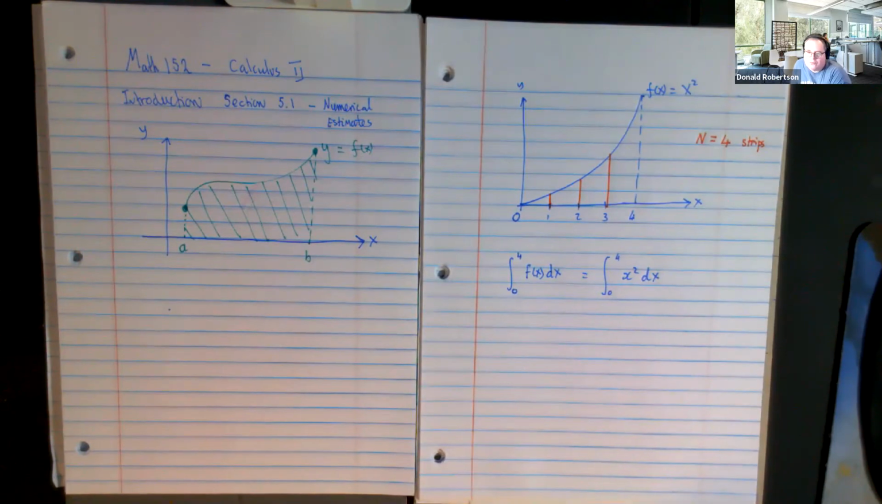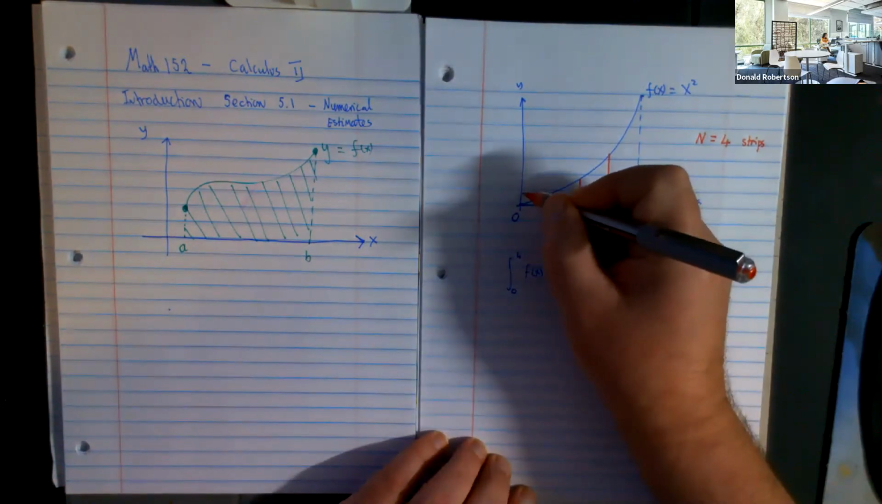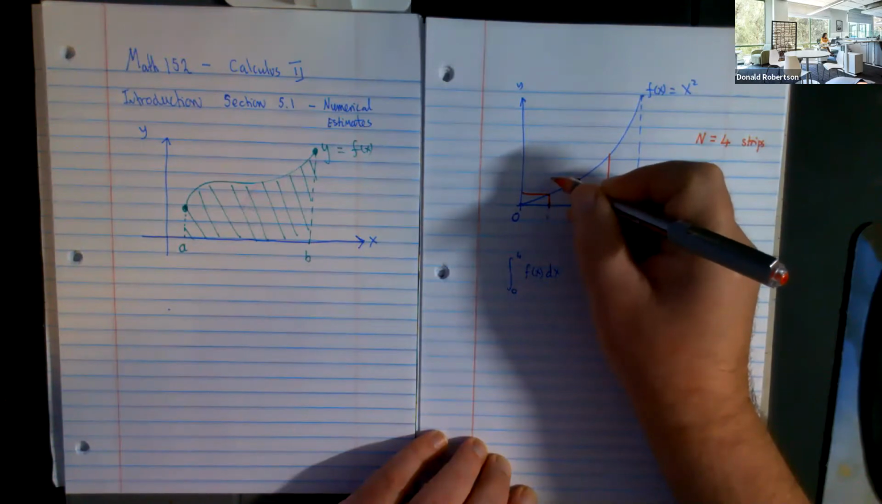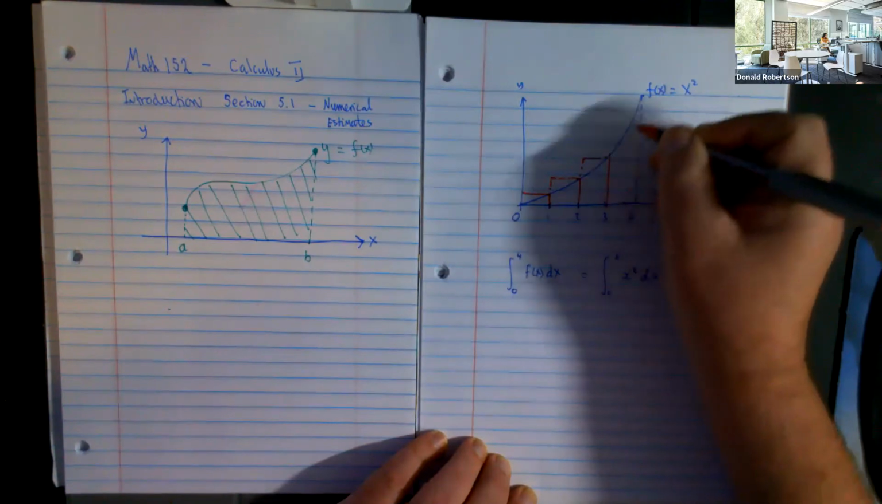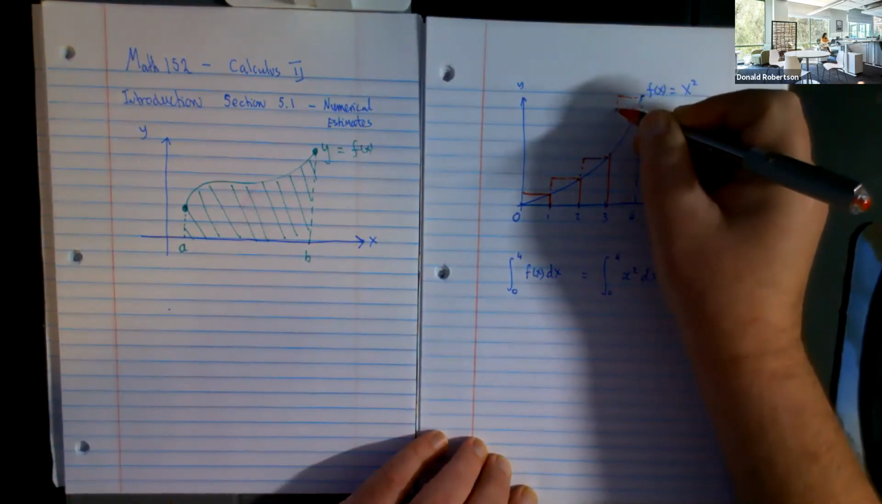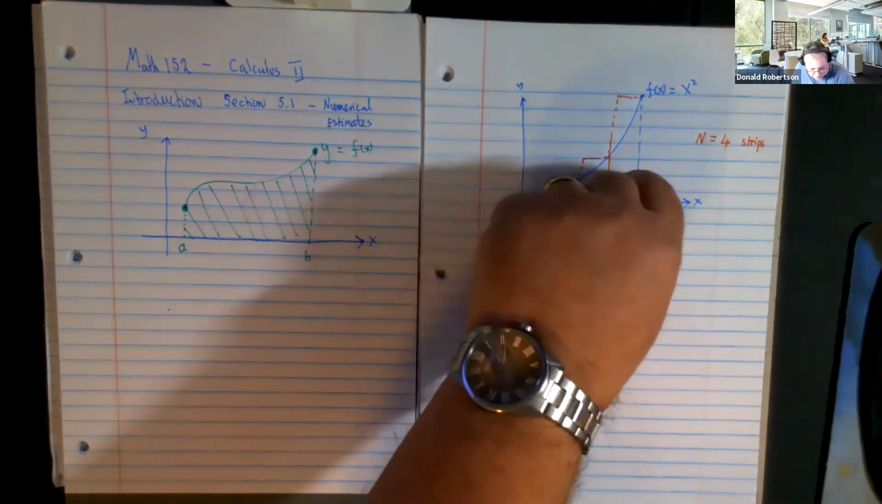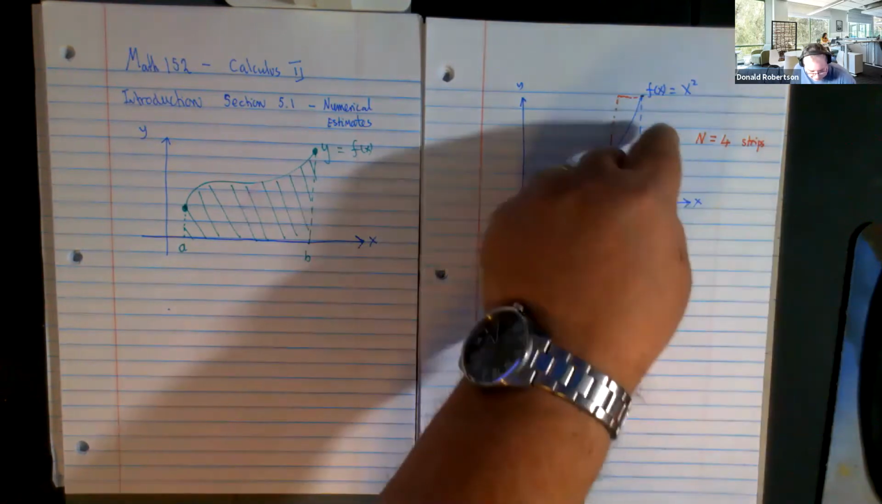And for each one of those strips, I'm going to find a rectangle, and I'm going to use that rectangle as my estimate for the area. So in this particular question, I'm going to use that rectangle, that rectangle, that rectangle, and that rectangle. Now, if I find the area of those 4 rectangles, would you agree that would be an estimate for the true area under that curve?